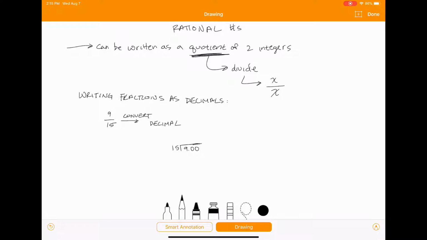So we know it's going to be 0 there, and then for 90, 15 goes in 6 times. We get 0, 0, so we're done there. So 9/15 is equal to 0.6 in decimal form.